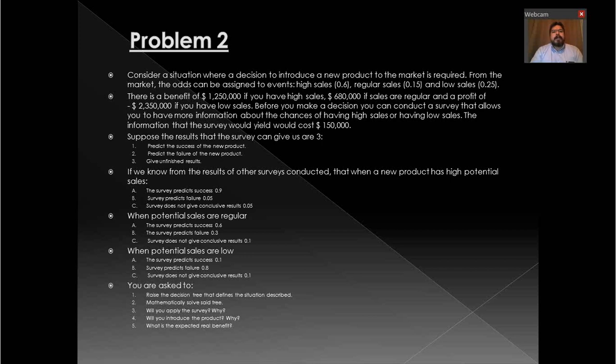Okay, let's consider a situation where a decision to introduce a new product to the market is required. From the market, the odds can be assigned to events: high sales, regular sales, and low sales. For high sales, we have a probability of 0.6. For regular sales, we have a probability of 0.15. And for low sales, we have a probability of 0.25.